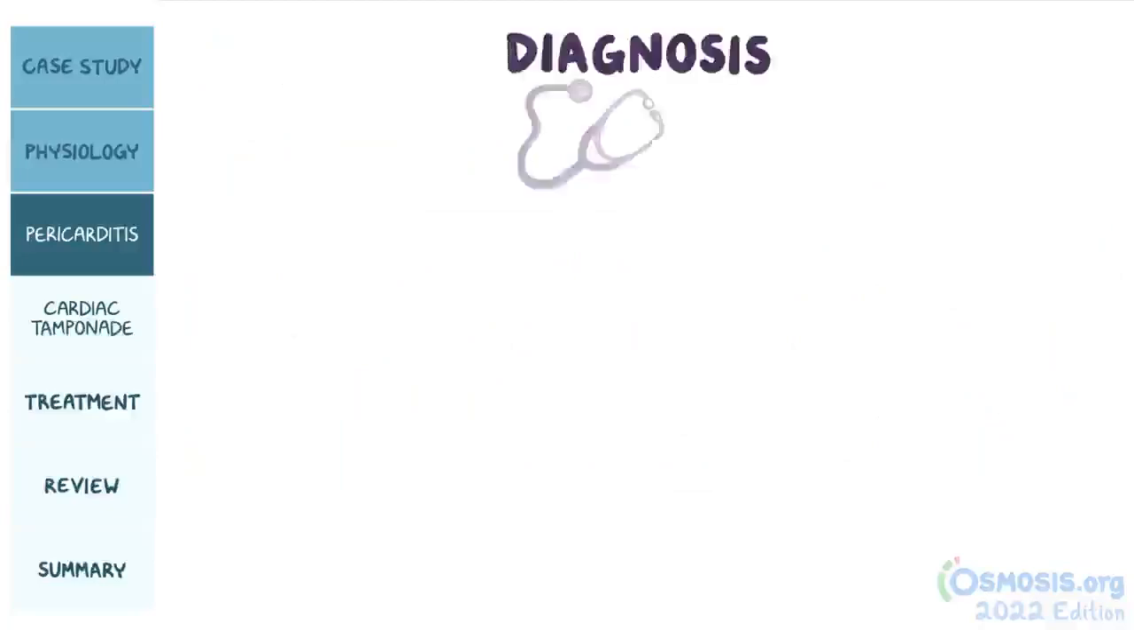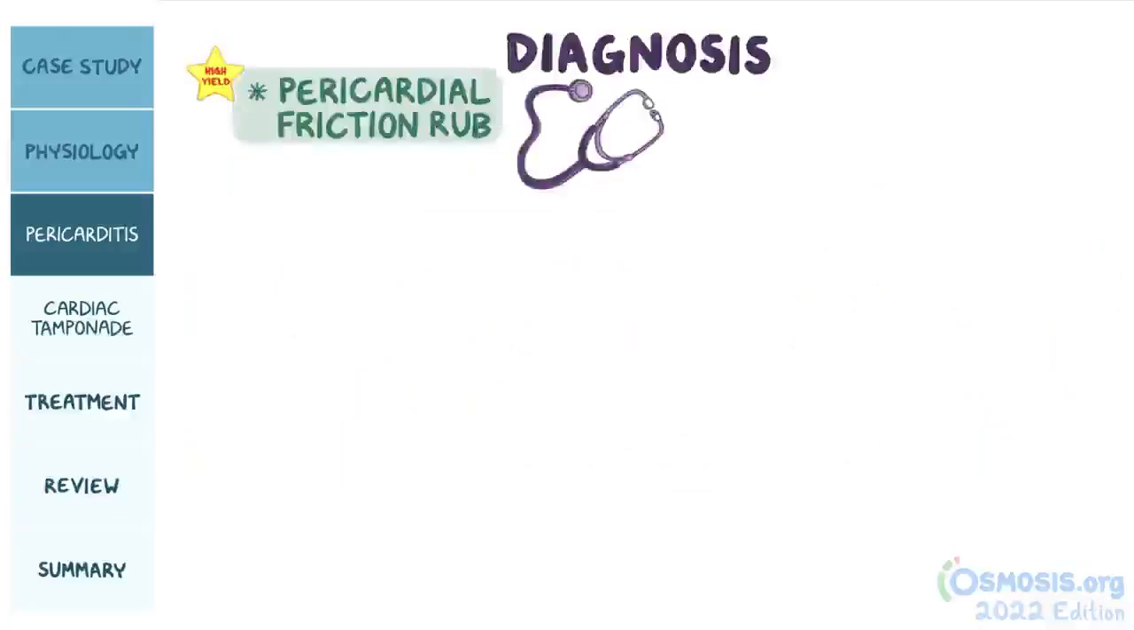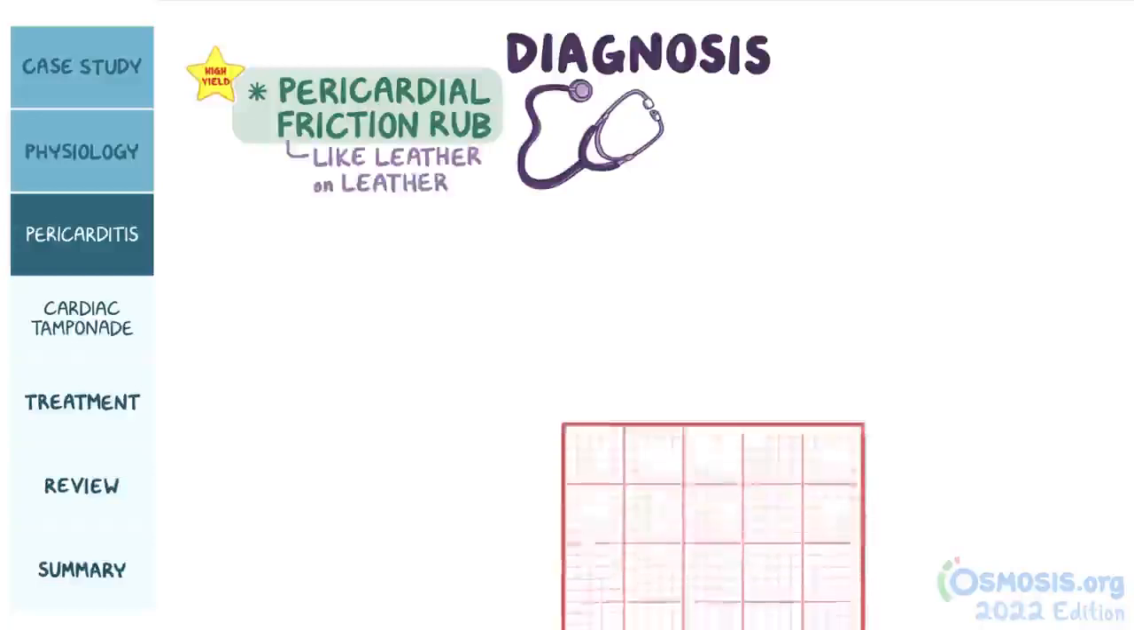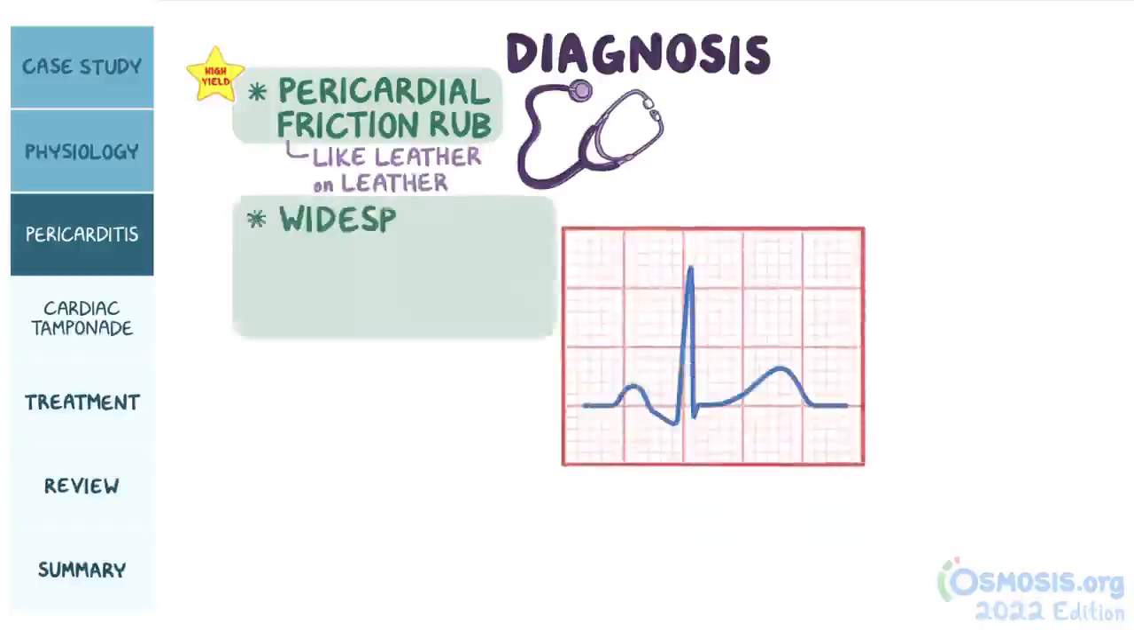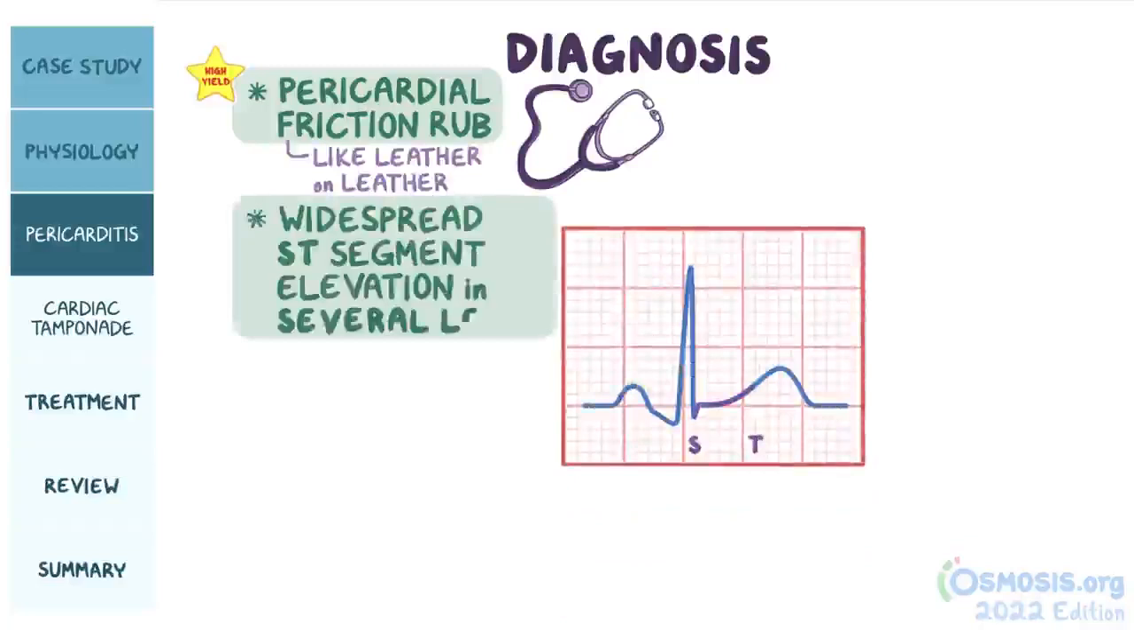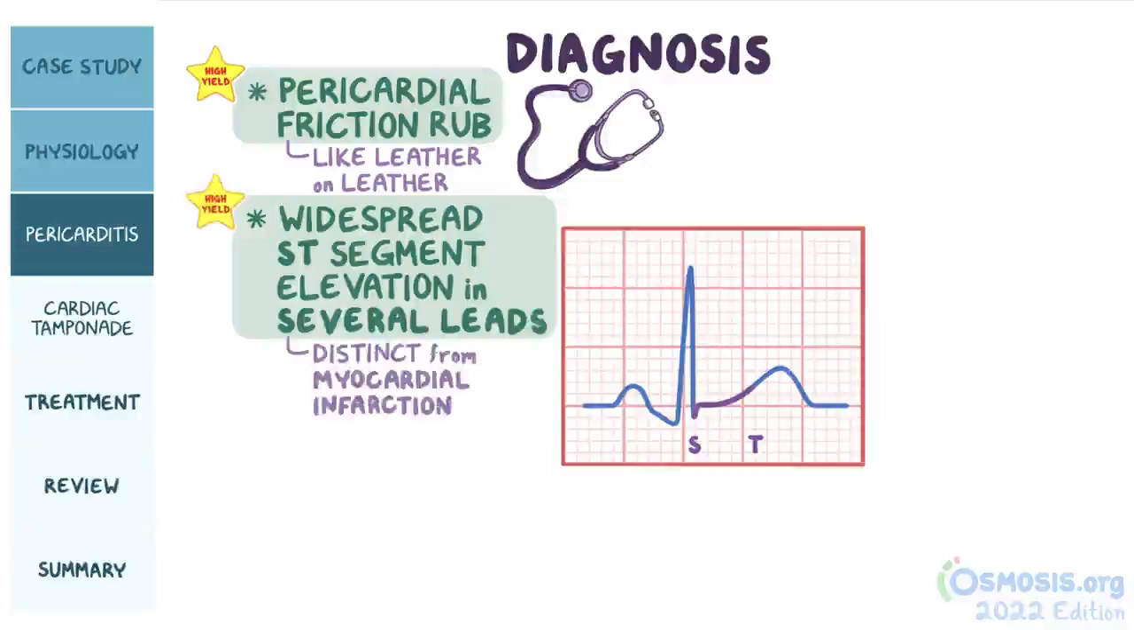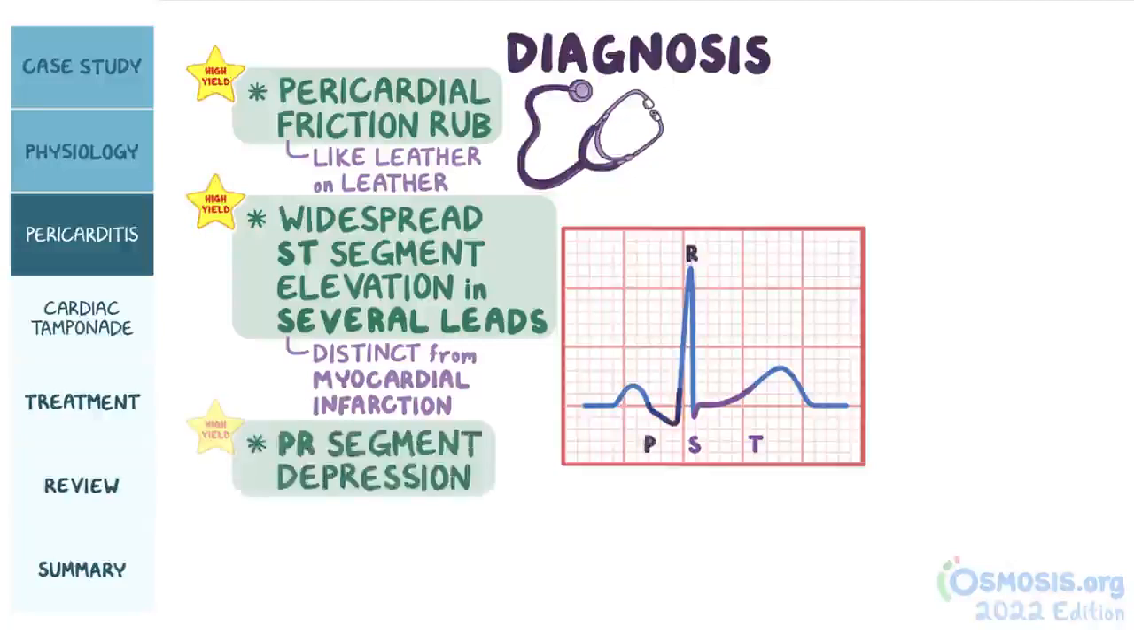For diagnosis, the most important clue is that upon auscultation, there's a pericardial friction rub, which is a scratchy, grating, high-pitched rub resembling the sound of leather rubbing against leather. On ECG, there's widespread ST segment elevation in several leads. This will help you distinguish it from the myocardial infarction, which also presents with chest pain and ST elevation. But in myocardial infarction, the ST elevation is only present in the leads that correspond to the infarcted tissue. Also for your tests, remember that PR segment depression is a very specific ECG finding in pericarditis.